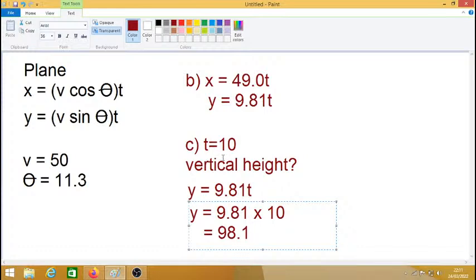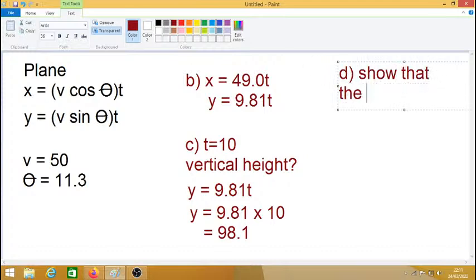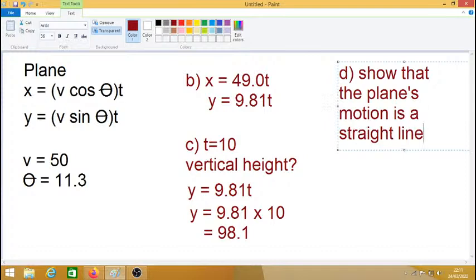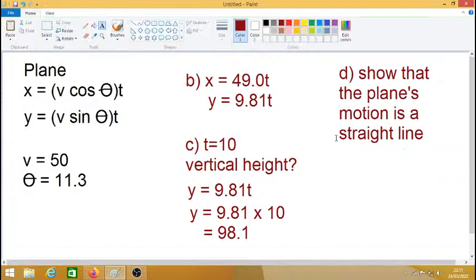Okay, and the next part is to say, show that the plane's motion is a straight line. This is a really good example of a question where you know the maths, but because it's presented in words, it doesn't quite click.